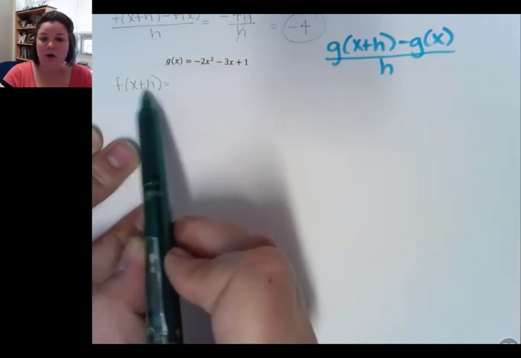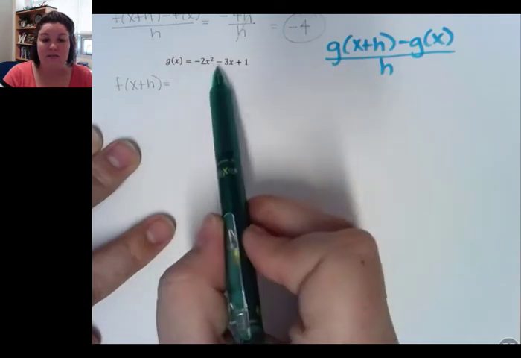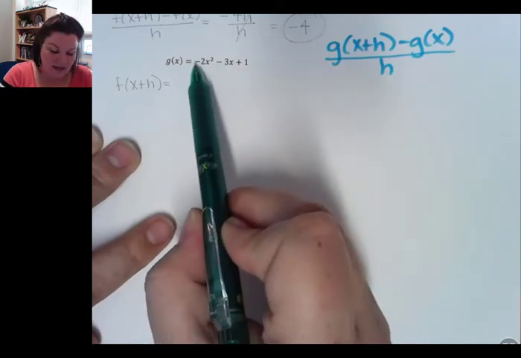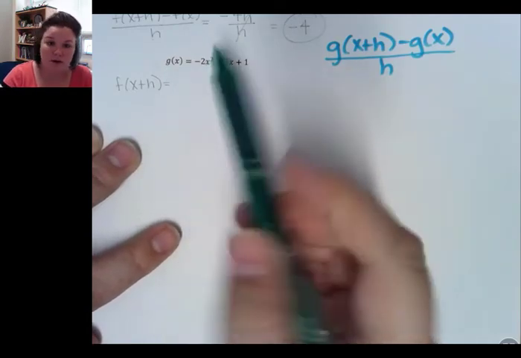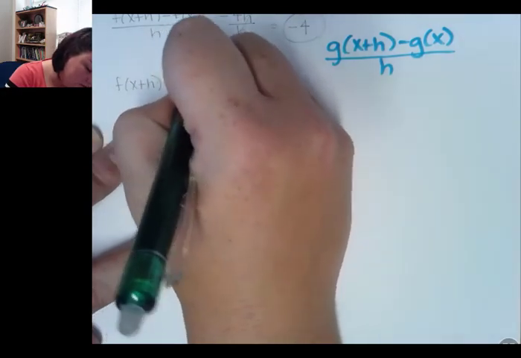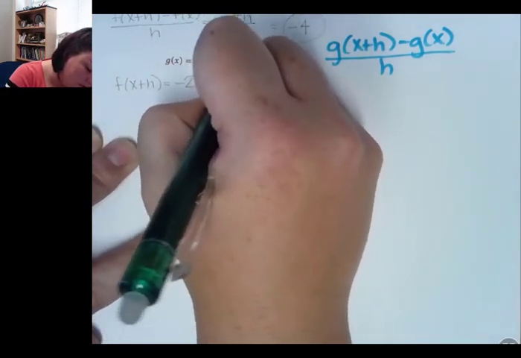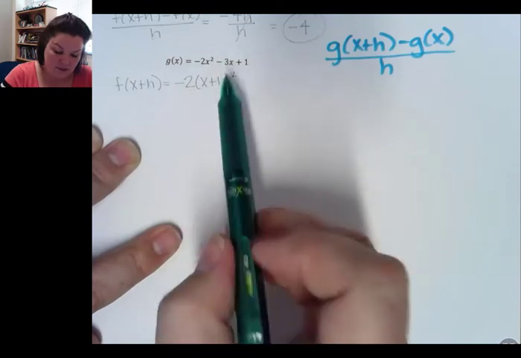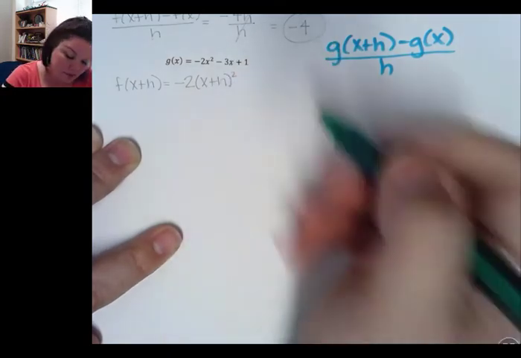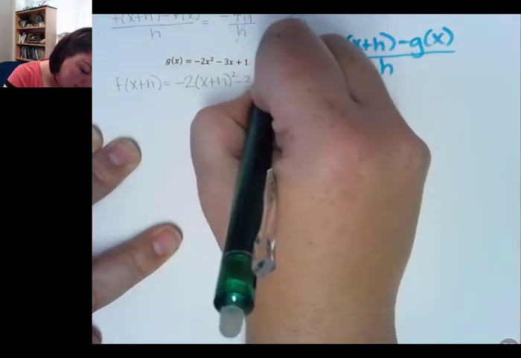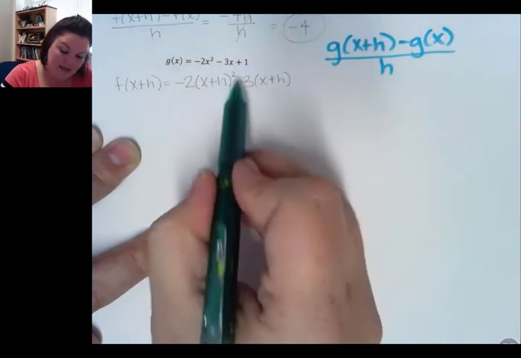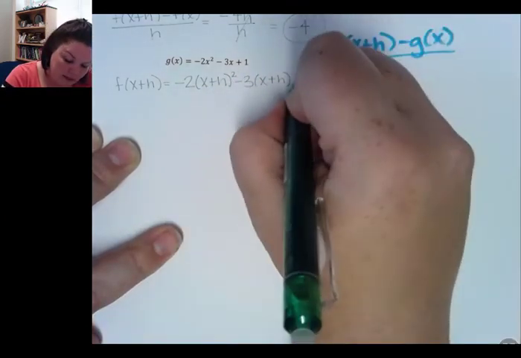Okay, so ugly quantity goes in for x. This function says to do -2 times my input squared, so I'm going to do -2 times ugly quantity squared. And then it says to do -3 times my input, so -3 times ugly quantity. And then add 1. So add 1.